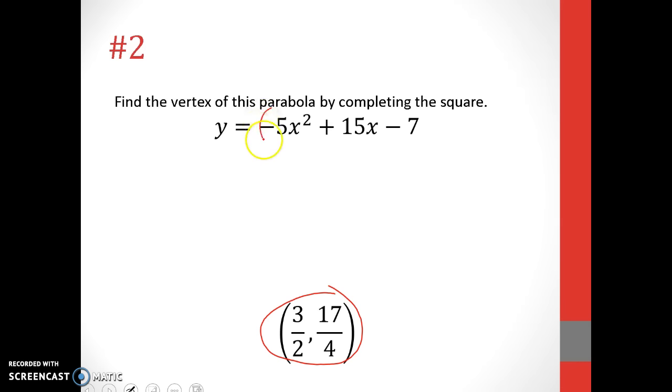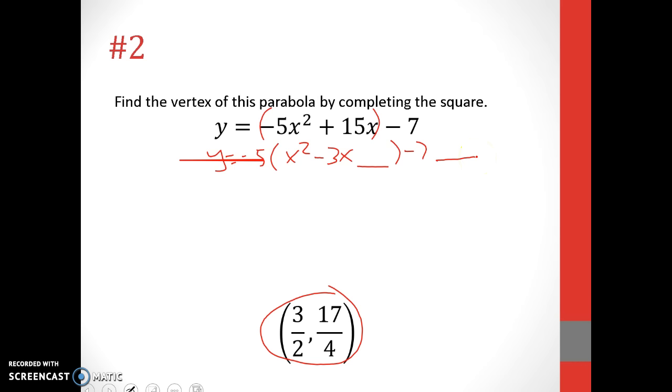The first thing I'm going to do is put parentheses around this. I'm going to factor out a -5. So it's y equals -5, and then I will have in the parentheses an x squared. -5 times a -3x gives me 15x. I'm actually going to do this now. I'm going to leave a space here. This is -7. I'm going to leave a space here.